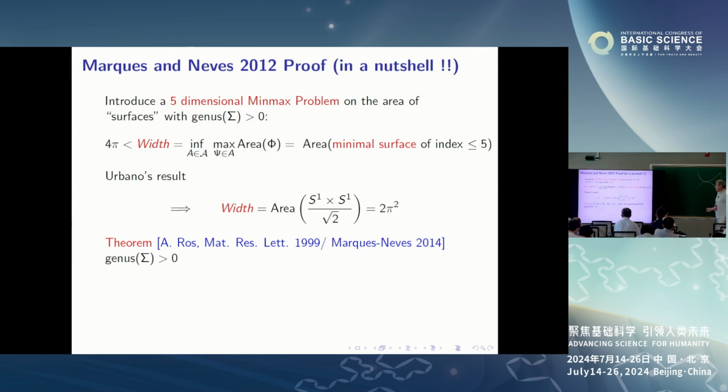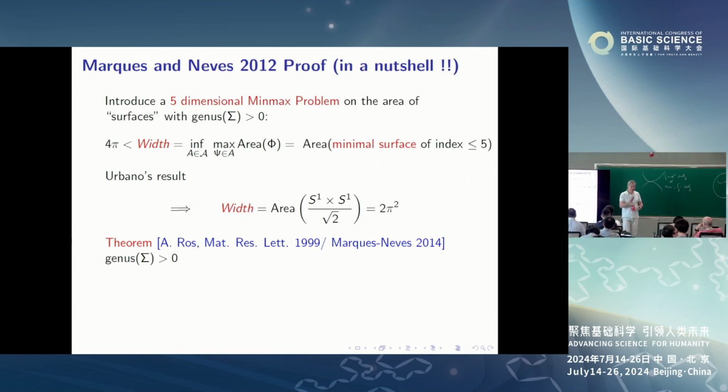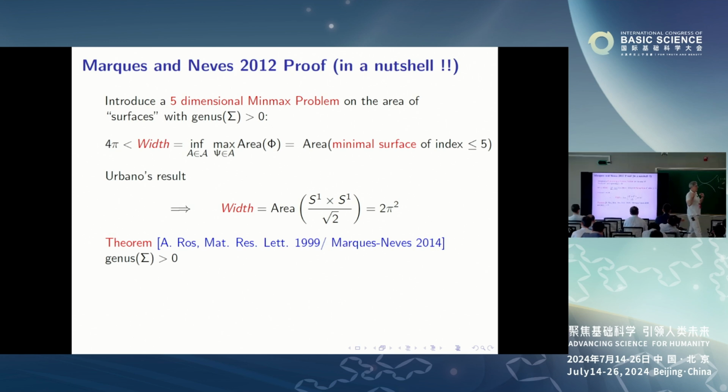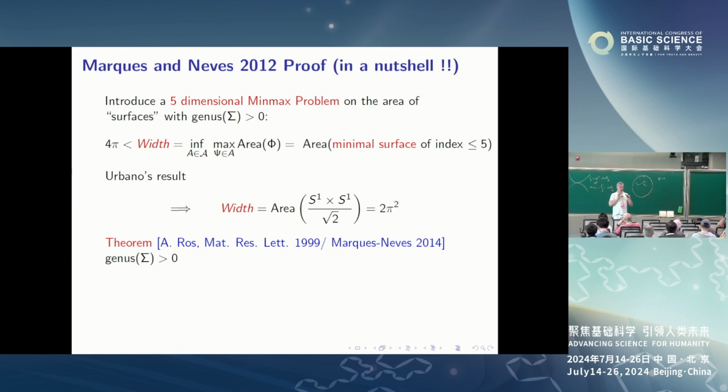Once you know that, comes another ingredient, which was originally introduced by Antonio Ross, and which was refined and reworked in a very clever way by Marques and Neves. We have seen that infinitesimally, you have 5 directions which are negative. So you have the Möbius group action, and you have the pushing of your surface along its normal. This is infinitesimal. So here, what Ross is doing is making it global. That is, he's considering all Möbius transformations of your surface, as well as all pushes of your surface.